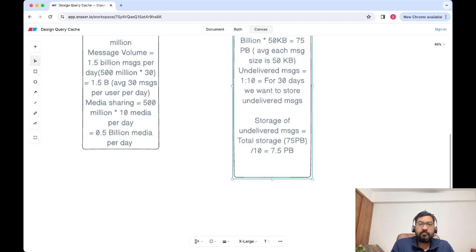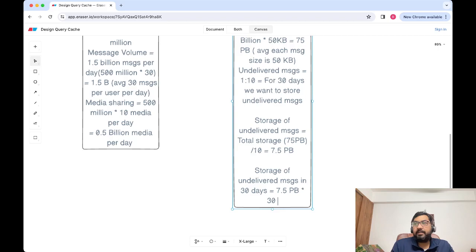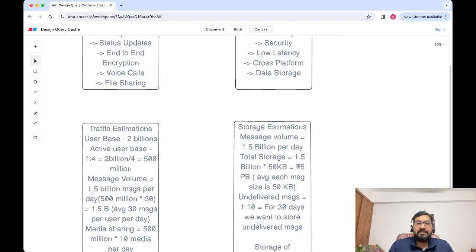Okay. This is your storage of undelivered messages. In 30 days, you need to multiply this 7.5 petabytes by 30, and this roughly comes to 225 petabytes. So this is your total storage required, considering the undelivered messages along with your delivered messages. This is how we estimate our storage.